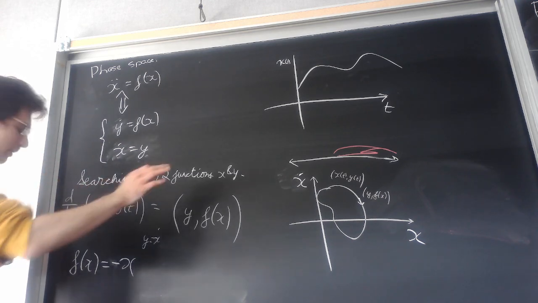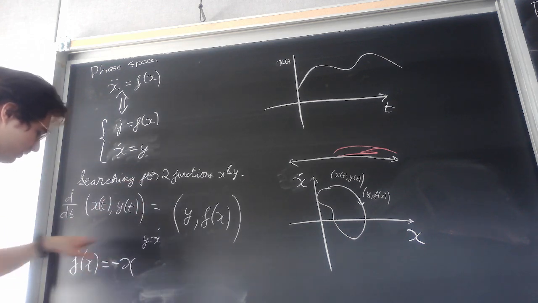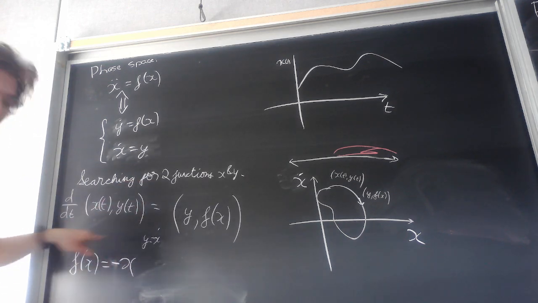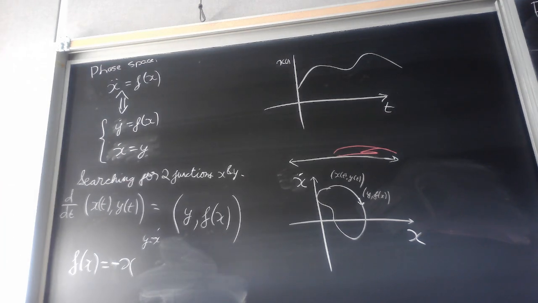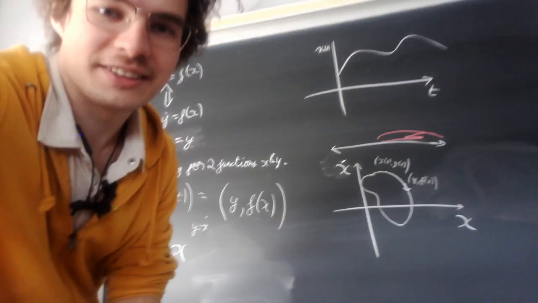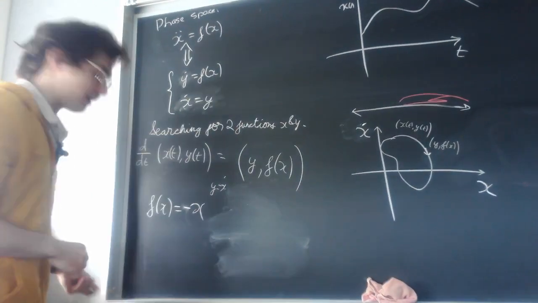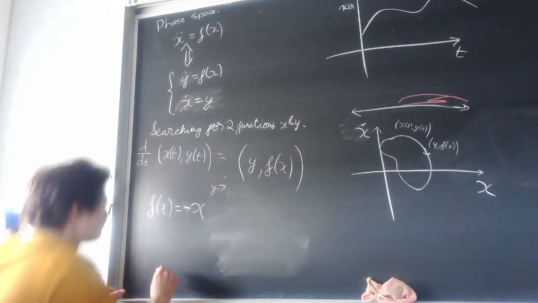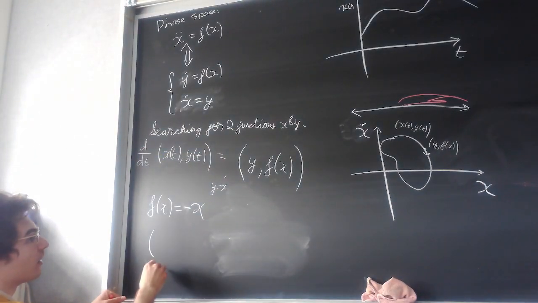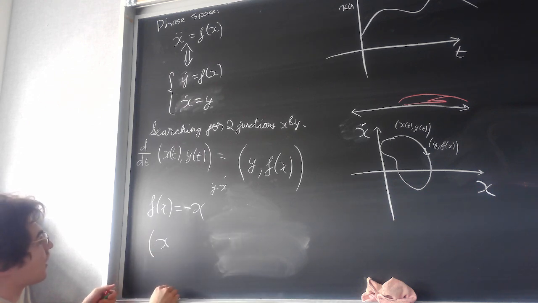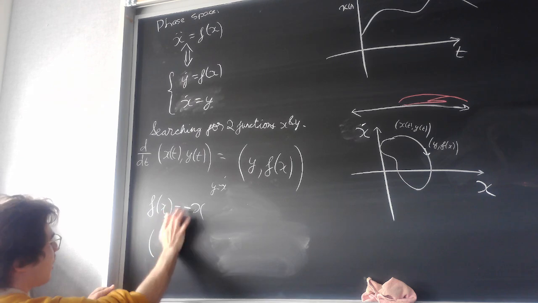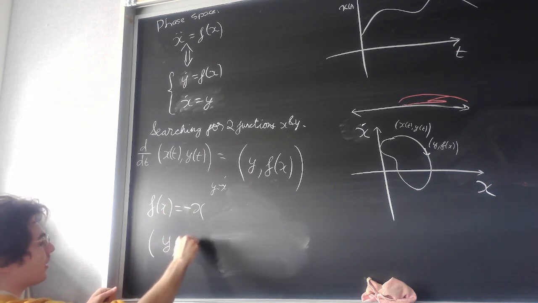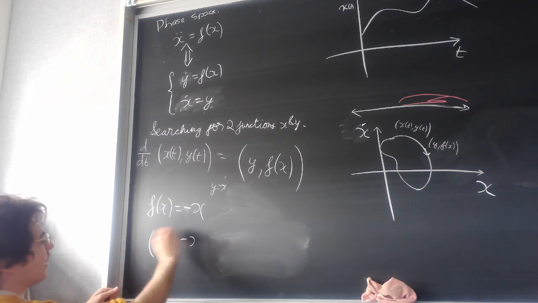Okay, good. That's fine. So now let's look at this example. If f of x equals minus x, then, oh, wrong camera. Then what are these vector fields? The vector fields are x, so are y comma... Oh, sorry. Wait.